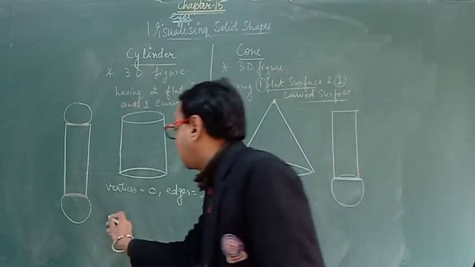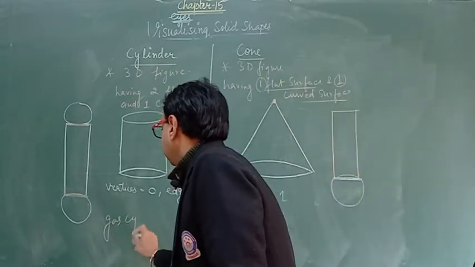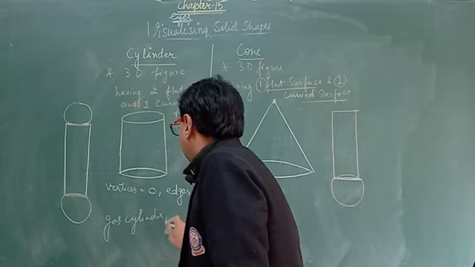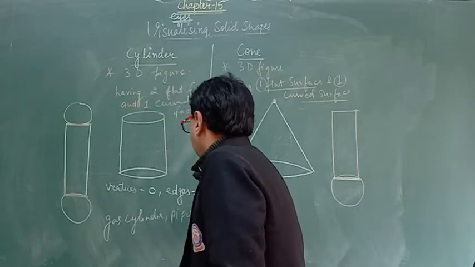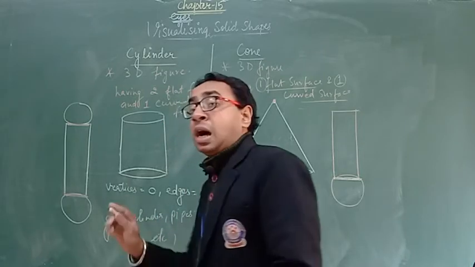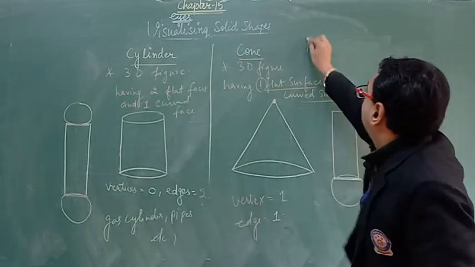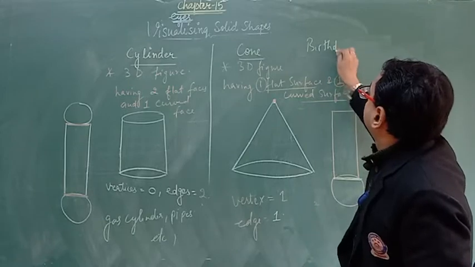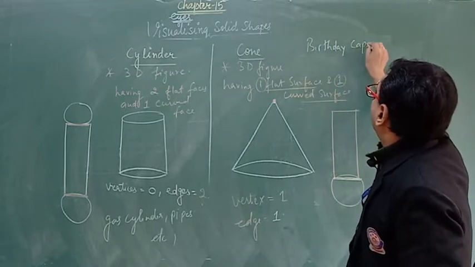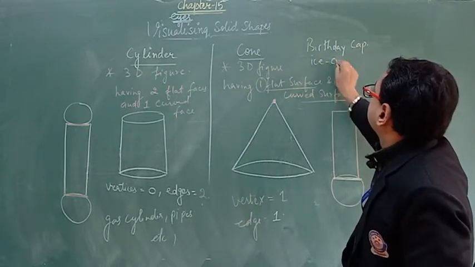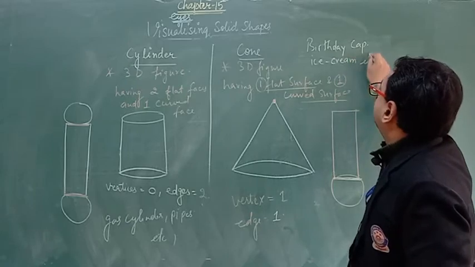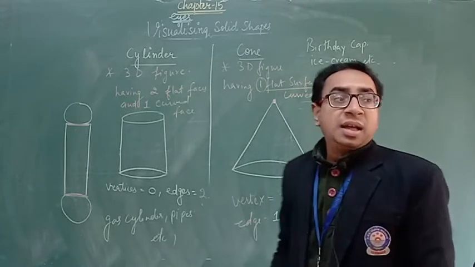Examples of cylinder: the gas cylinder, pipes, etc. An unsharpened pencil is also an example of cylinder. Cone: birthday cap, ice cream is a brilliant example, etc. These are examples of cone.